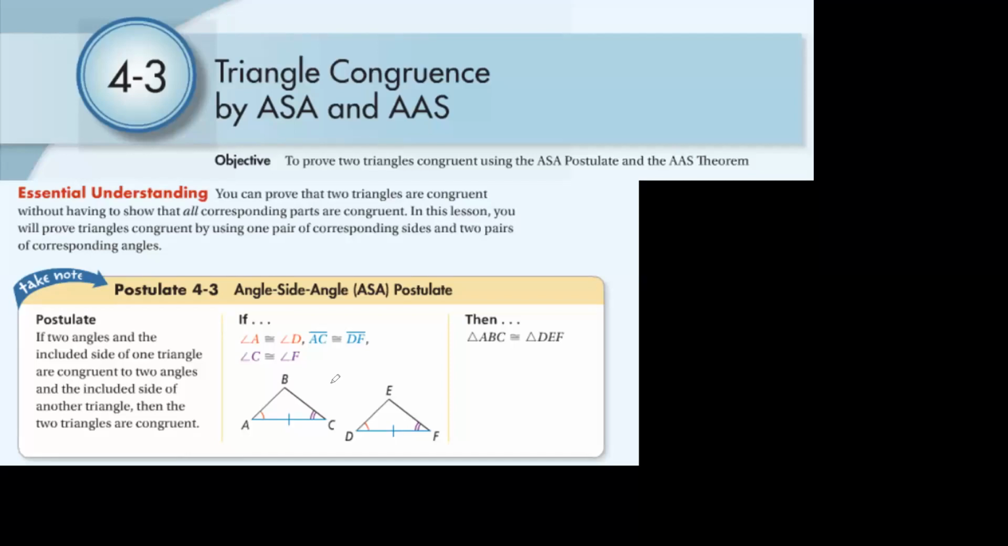So today our lesson is talking about triangle congruence by ASA and AAS. We are learning how we can prove two triangles congruent using the ASA postulate today. I will repeat.